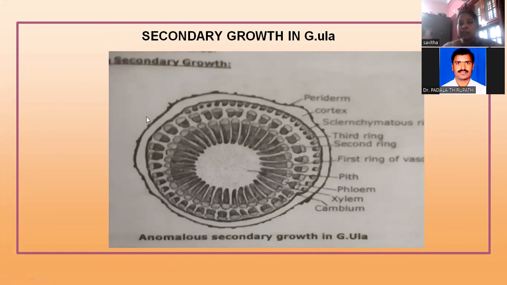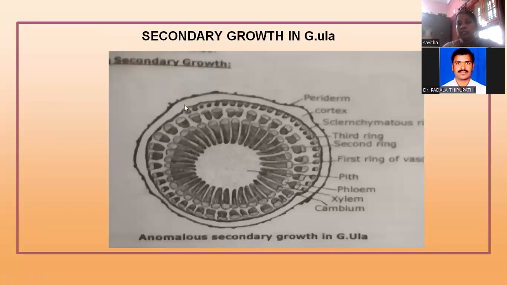But after some time, this function of the cambium stops, and from the secondary cortex, another cambial ring forms, which cuts off xylem towards inside and phloem towards outside, forming another secondary cambial ring in the cortical portion. This functions for some time, and again after some years, another cambial ring will be formed.